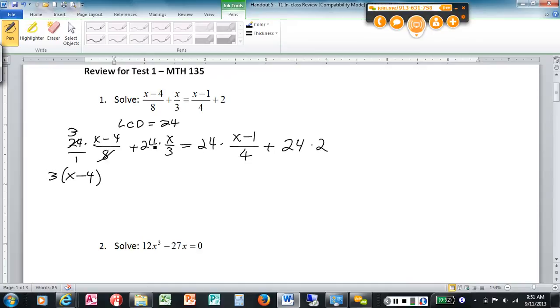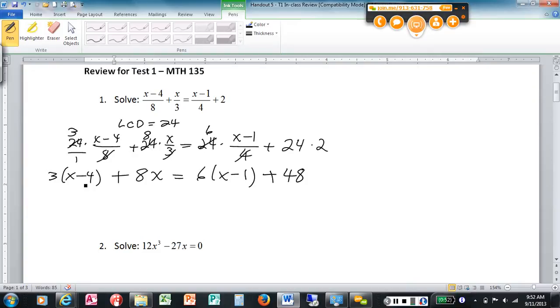Over here, the 3 cancels into the 24 8 times. And so that'll give me plus an 8x there. And then the 4 cancels into the 24 6 times. So that'll give me a 6 times an x minus 1. And then nothing cancels 24 times 2. That's just 48. And so the idea is getting rid of, clearing out the fractions. And this is one way we can do this.